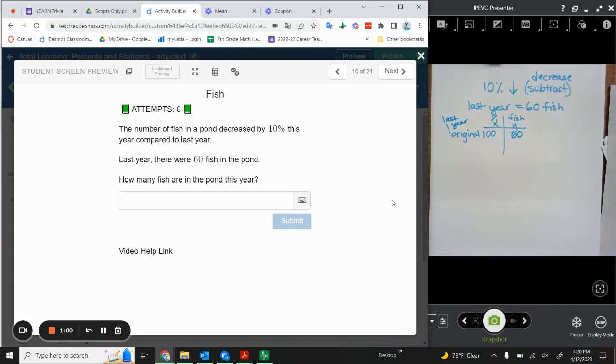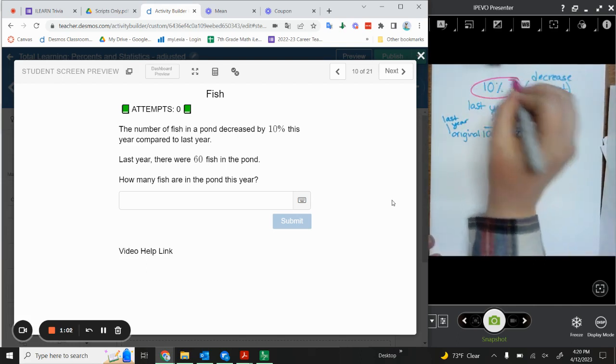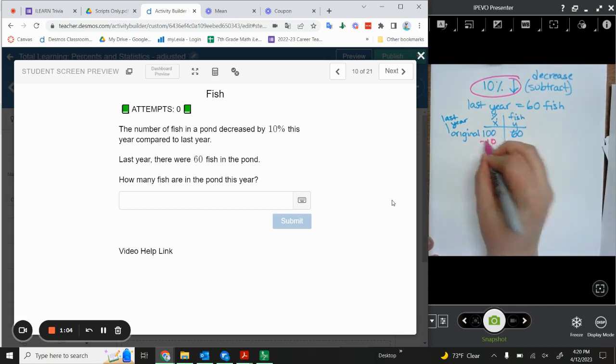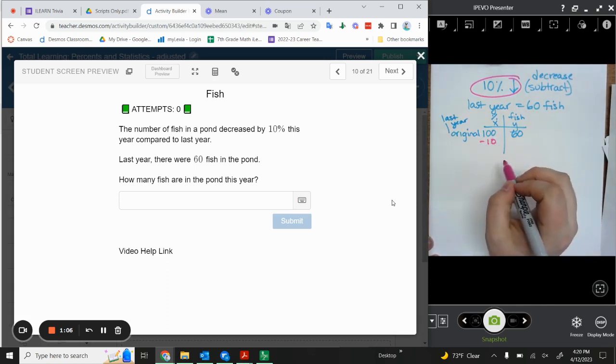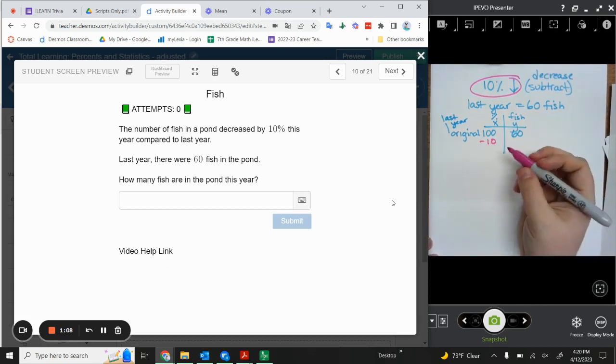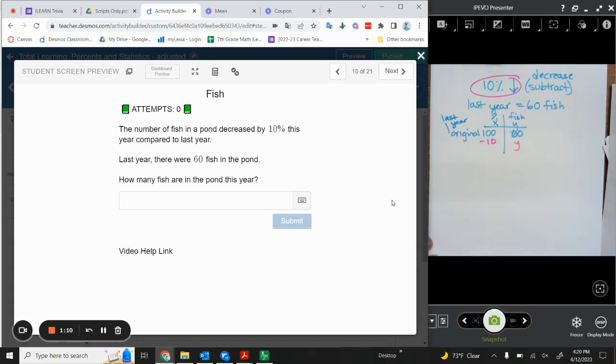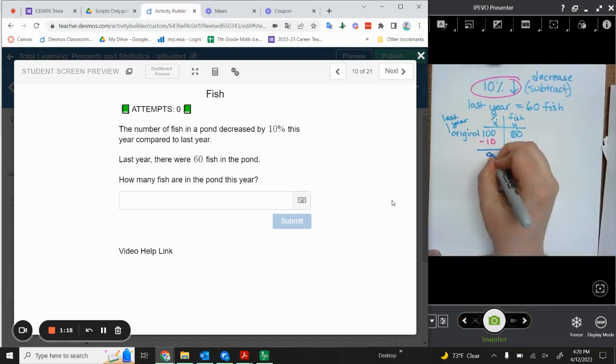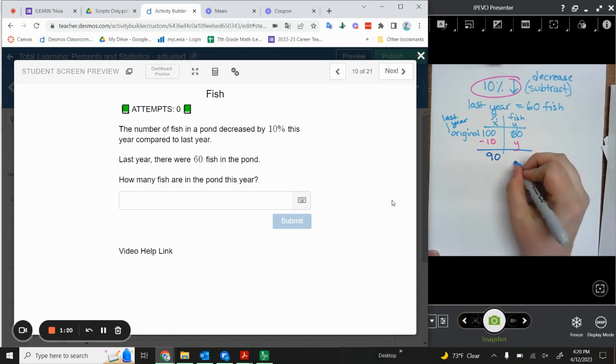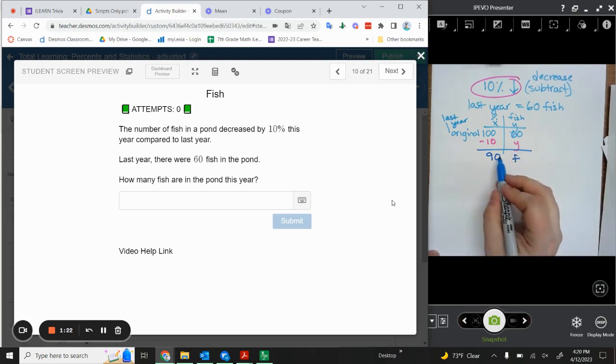Now, I know that I had a 10% decrease, okay? That means I'm going to subtract. Now, I have a couple ways I can do this. I can solve for y here and then subtract it just like I would over here. Some of you might be looking at this and saying, can't you just subtract right away and say, I want to find 90% and get that answer right away?